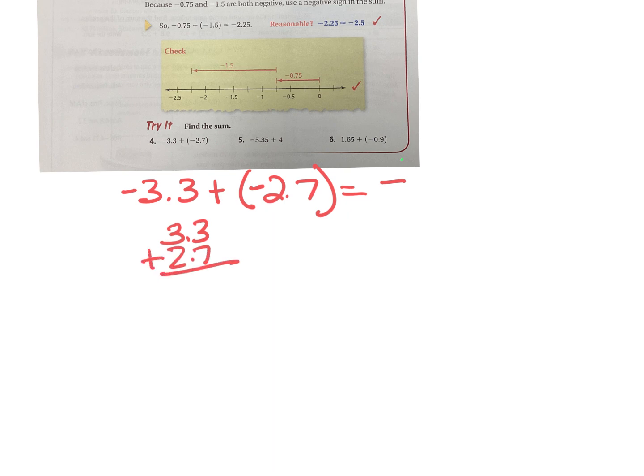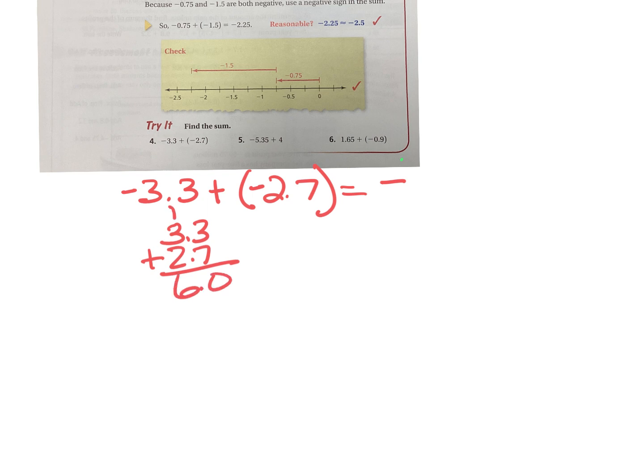We'll start with red. So a negative 3.3 plus a negative 2.7. Okay, so those are both negatives. And when it's both negatives, you know the end result is going to be a negative. And then you just add the absolute values. So the absolute value of negative 3.3 is 3.3. The absolute value of negative 2.7 is 2.7. And we just add those up.